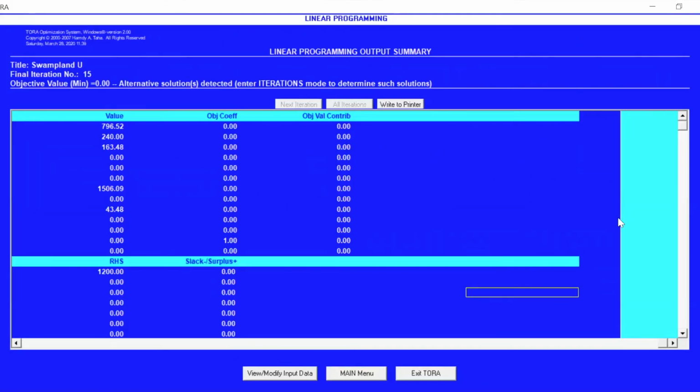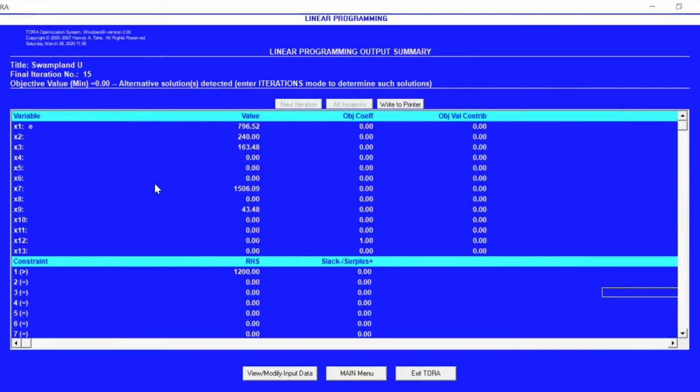So our final solution, let me just move it a little bit, stays the same. Again, the deviation is 0, and we have 796.52. I know that this is a decimal, just round it later. 240 and 163.48, and again we have 2 deviations that I can explain later when we sum up the results.